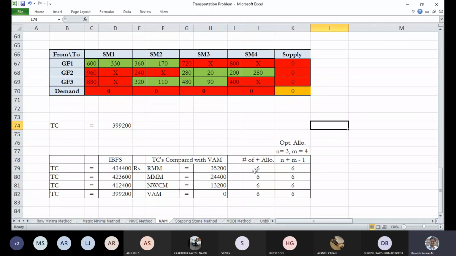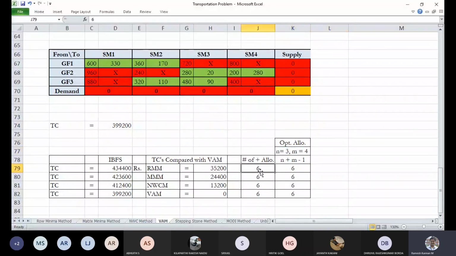In some cases a method might yield fewer than the optimal number of allocations, say 5 or 4. 7 may not be possible because it will always be less than or equal to the optimal allocation. In that case you can discard that method. It's actually a theorem which says that for a transportation problem to have an optimal solution, it should have n plus m minus 1 allocations. Then only is there a point in checking for the optimal value.